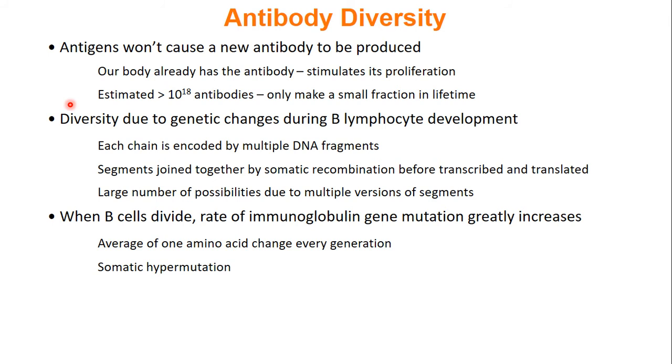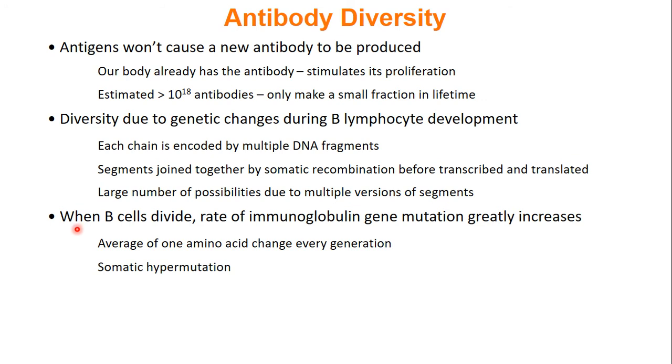And this massive diversity in antibodies is due to how beta lymphocytes develop. They have a lot of genetic change that happens there. For antibodies, each chain is encoded by a lot of different DNA fragments, and these fragments are joined together after the fact by somatic recombination. So before you even transcribe or translate, your DNA to make your antibodies is already being scrambled and connected in different ways. That's how you're getting some of these variable regions. And so you have a large number of possibilities due to the different ways you can connect these segments.